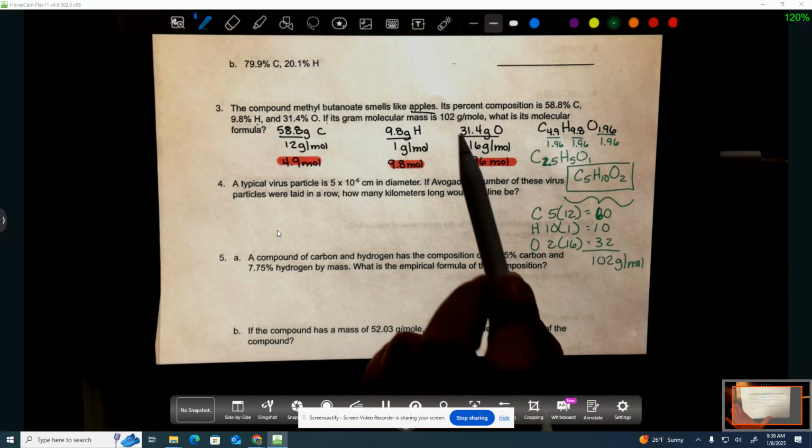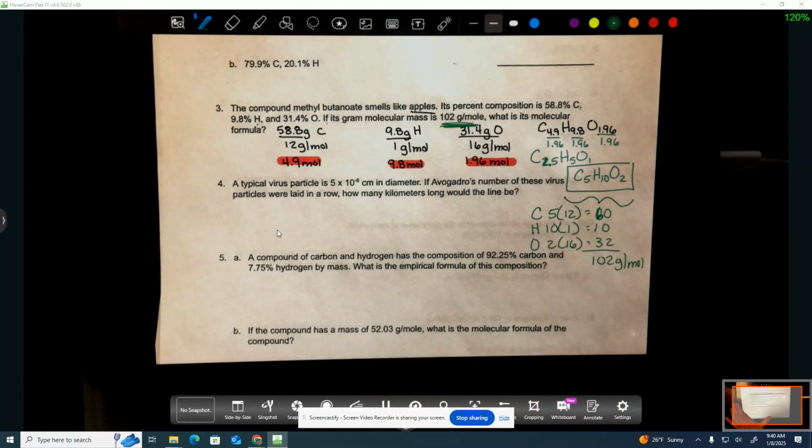That's what we're looking for. Something that weighs 102 grams per mole. So this, not only is it the empirical formula, it is also the molecular formula as well, because the gram formula masses match. Let that sink in for a second. Because an empirical formula is the lowest, and a molecular formula is any multiple of that empirical, including the first one. And this one happens to be the first one.